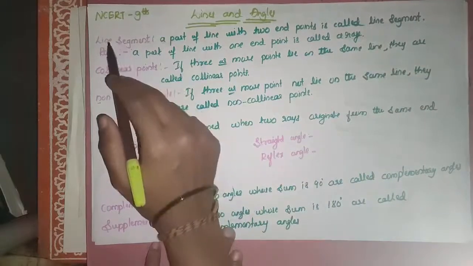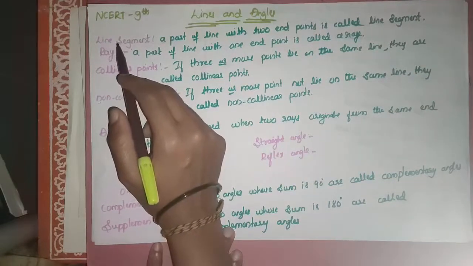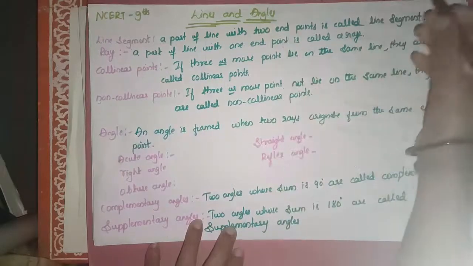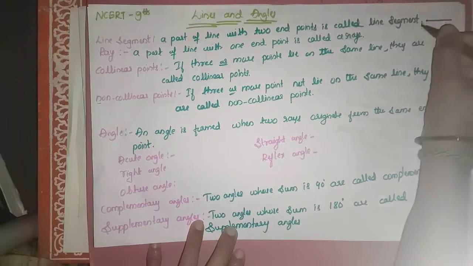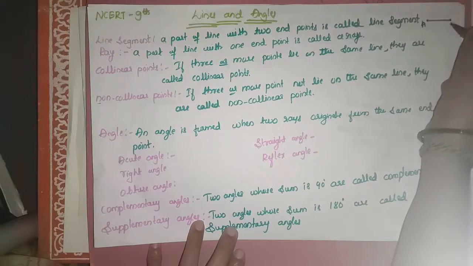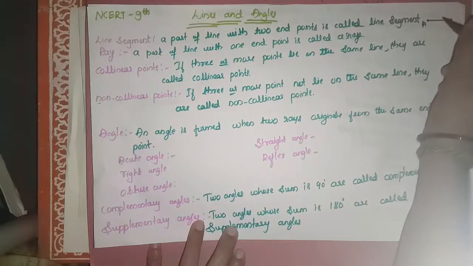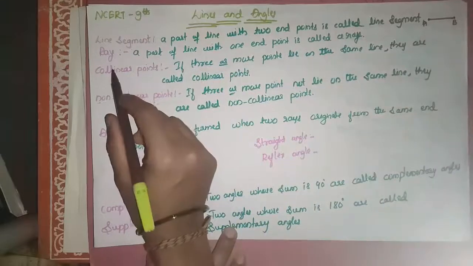This is also a part of a line. This has two end points. So see, if I draw, this is A and here point B. So this is what we call a line segment because it has two end points. This is a line segment.